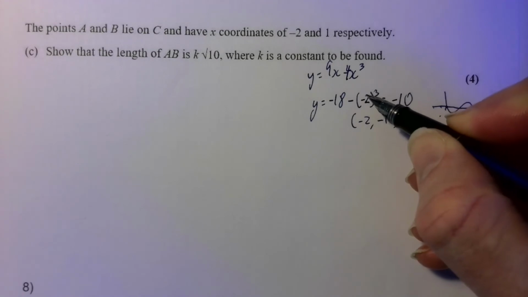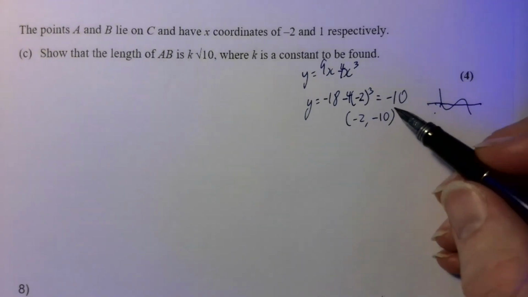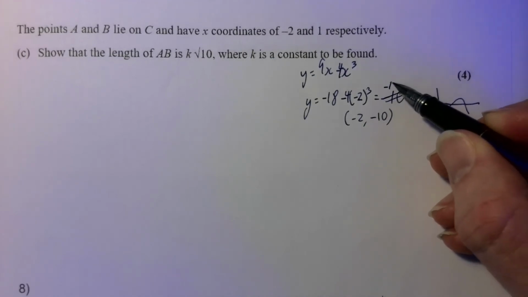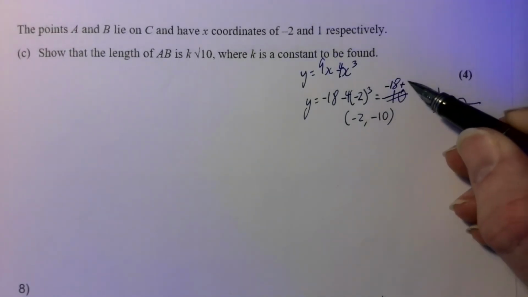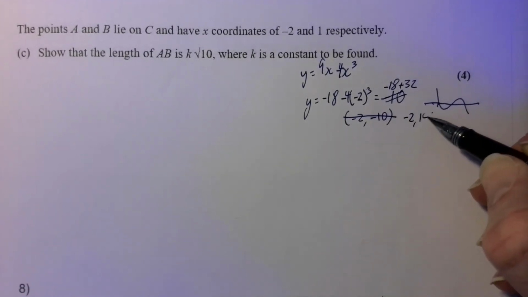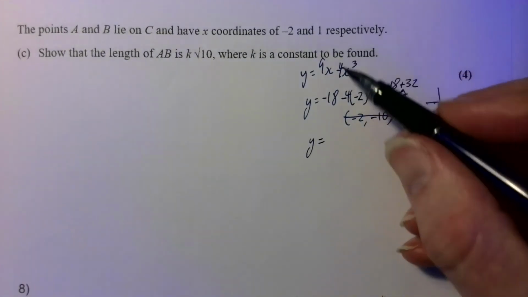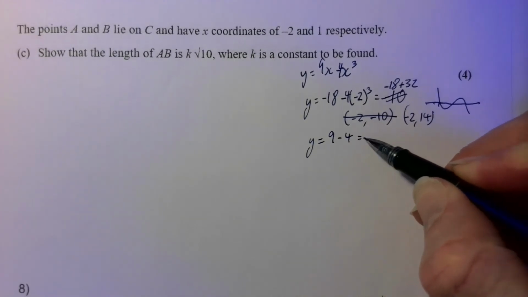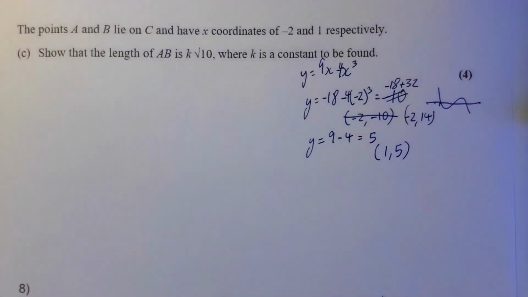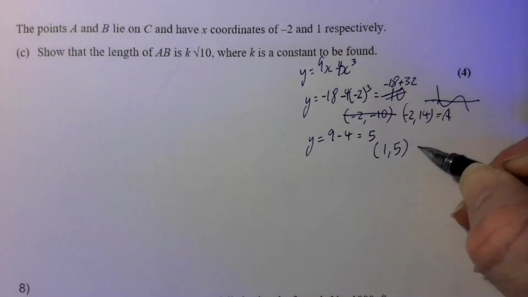So if I need to do 4 times that, that would give me 8 times -18 plus 4 8's, 32. That gives me, oh yeah, plus 14. That sounds better. -2, 14. And then if x equals 1, I would have 9 take 4, which is 5. So that gives me the point 1, 5. So those are the 2 points I've got. So that is A, that is B.